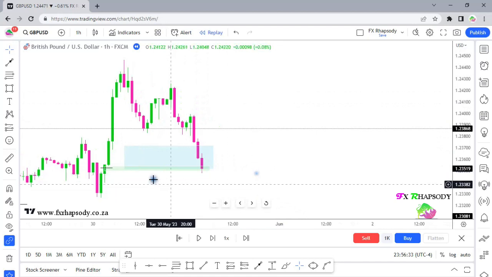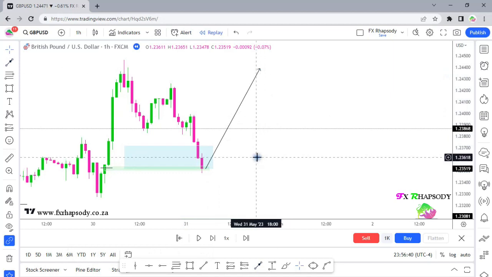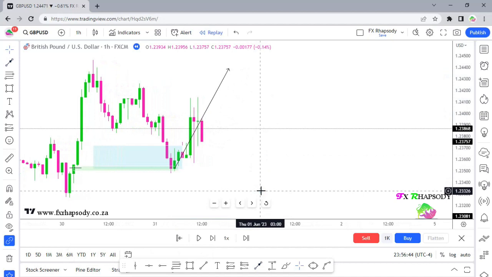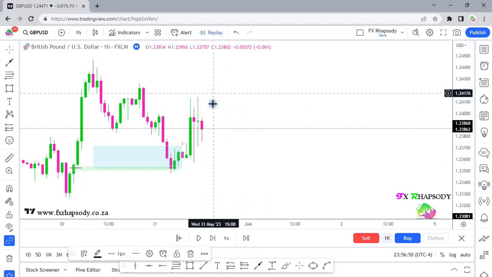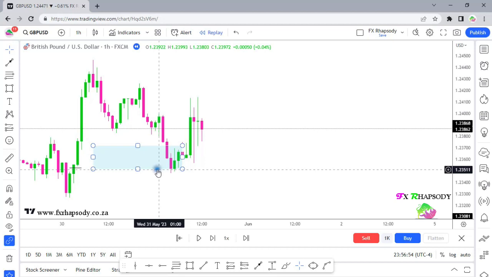So now price hits that area, takes it out. That's our 62% area. Now we're waiting for that buy to happen. So what happens is, there we go. That's it. You hit the market, price starts moving up. Okay, easy. It's not rocket science, guys. So that's the area.